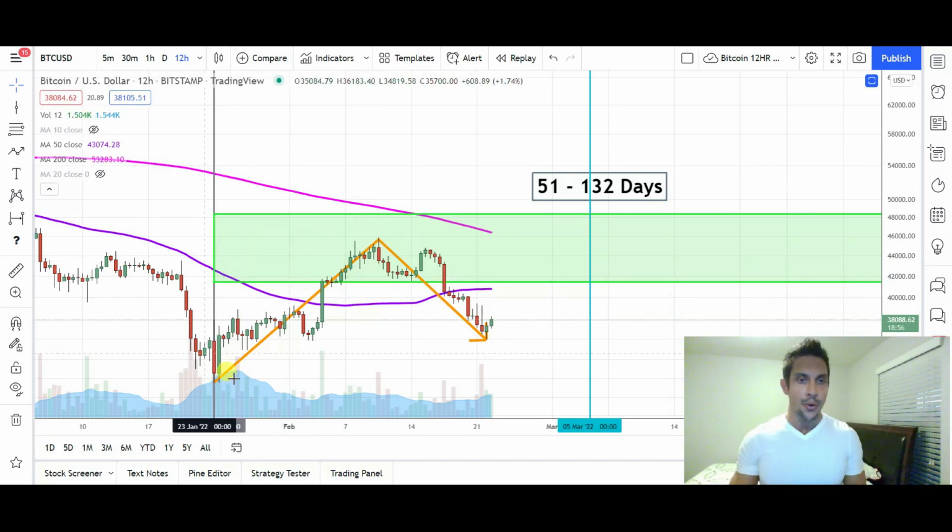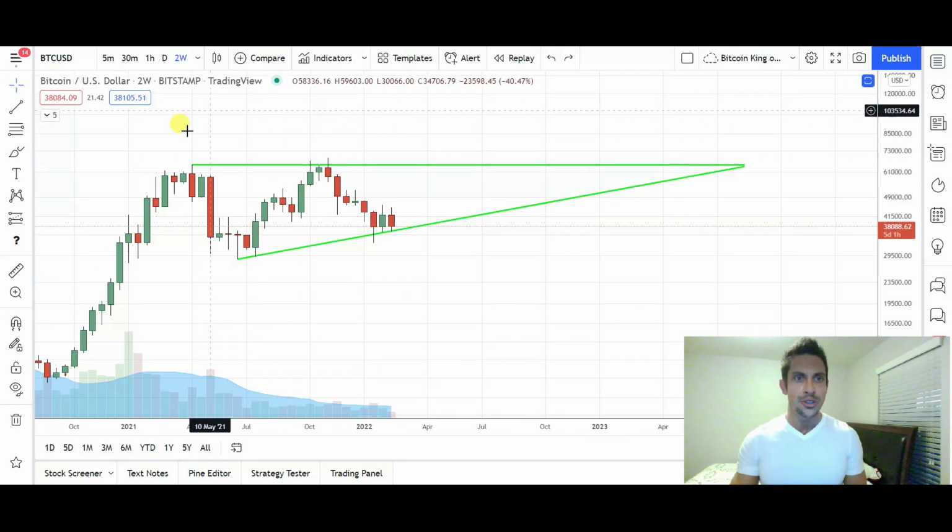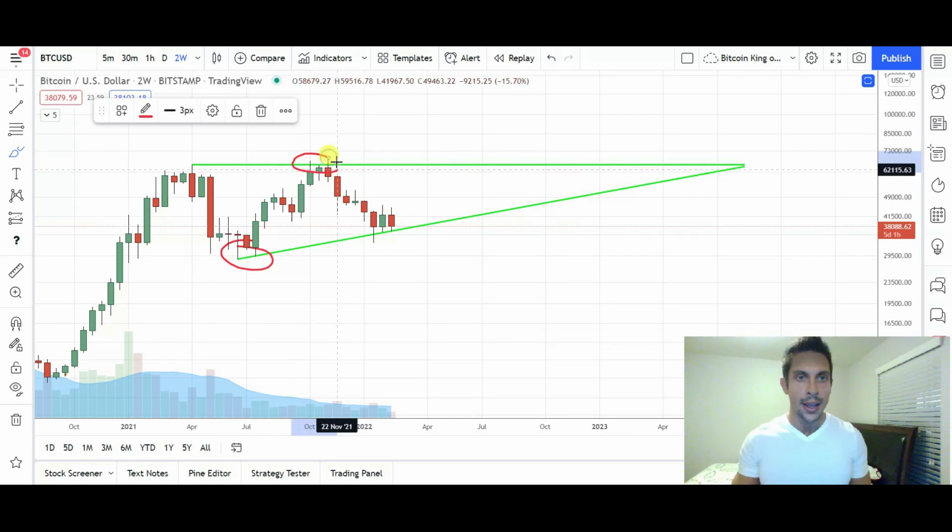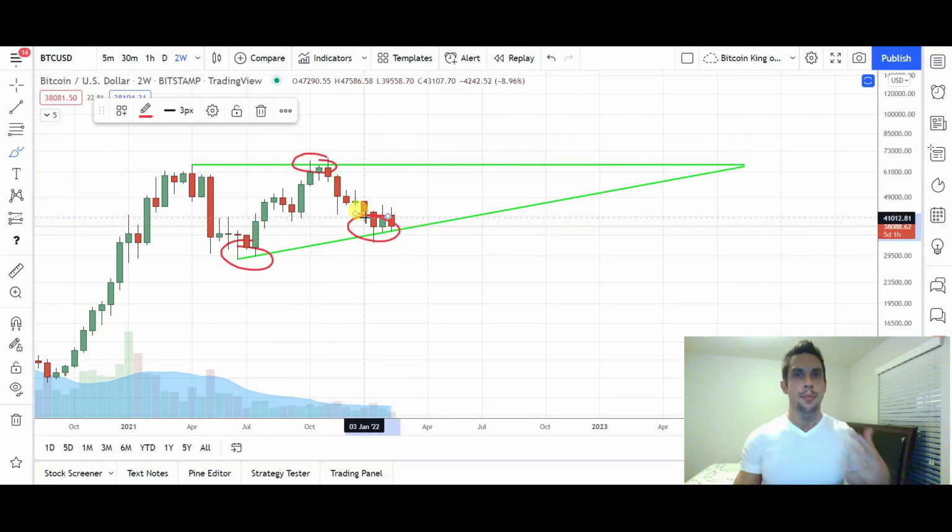Anyway, the thing I wanted to point out on this view is, if we zoom out, we can clearly see we have a low here, a high here, and a higher low here. Those are the basic building blocks of a bullish narrative. So not only do we have a bullish formation, we have higher highs and higher lows.